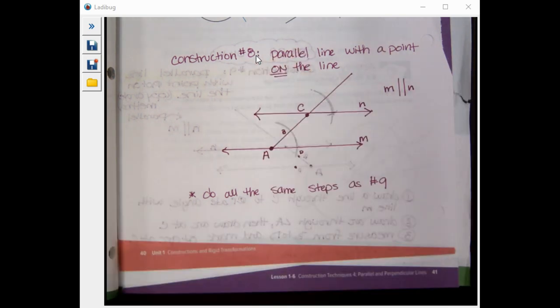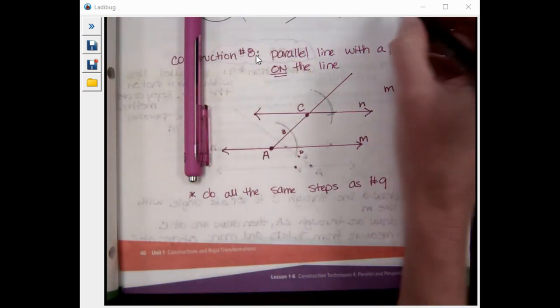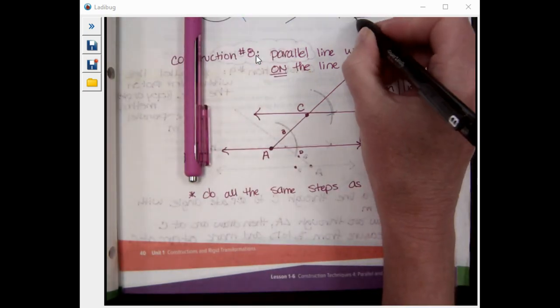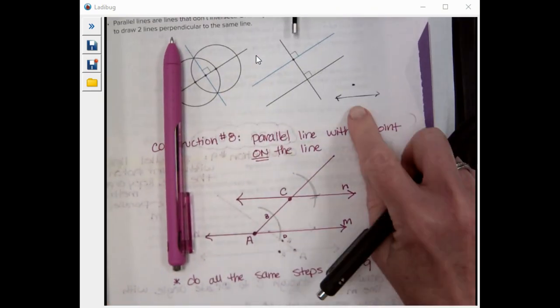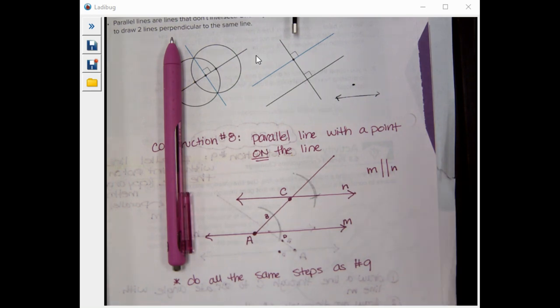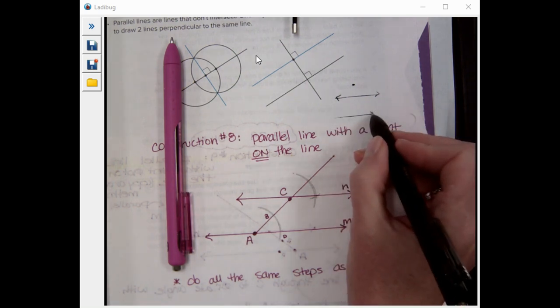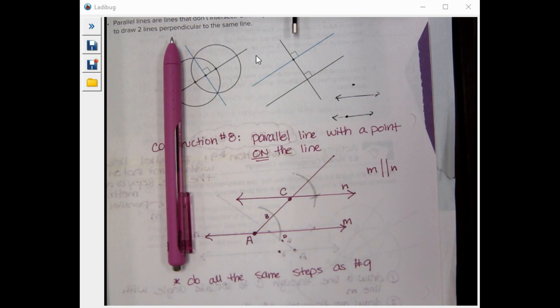8 and 9 are basically the same construction. The difference is some of you on your quiz, it will start with a picture of a line and you'll have a point not on it. Oh, sorry, let me slide this down. And you'll have to construct a parallel line. Other people on theirs, they'll have a line with a point on it and they'll ask you to construct a parallel line to this line. In both cases, your final picture should be two parallel lines, and the steps are very similar.